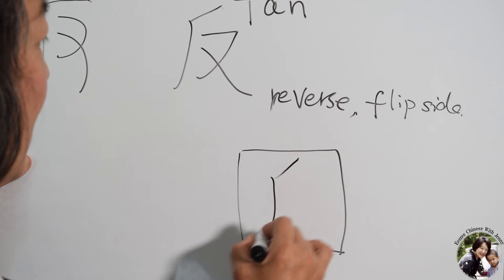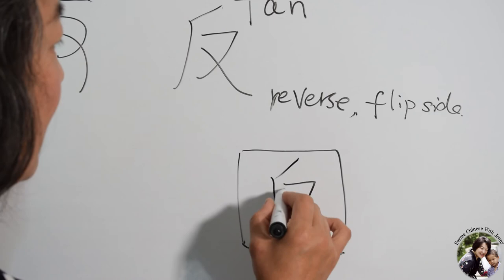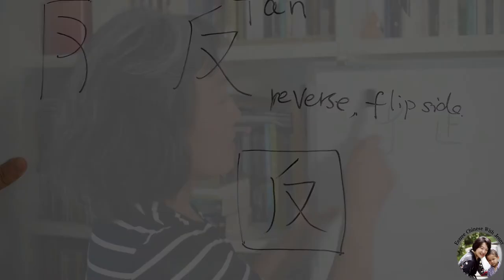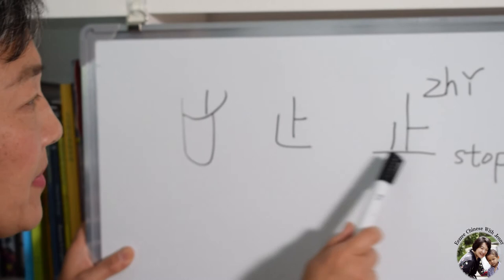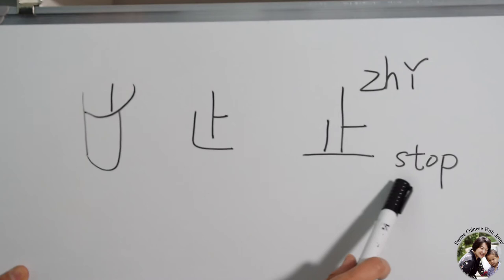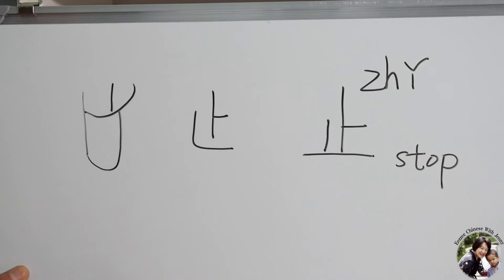横, 撇, 捺. So this is exactly an image of your left foot's big toe, and then it is written like this. The simplified version means stop. Pronunciation is zhǐ, third tone. It is written like this.